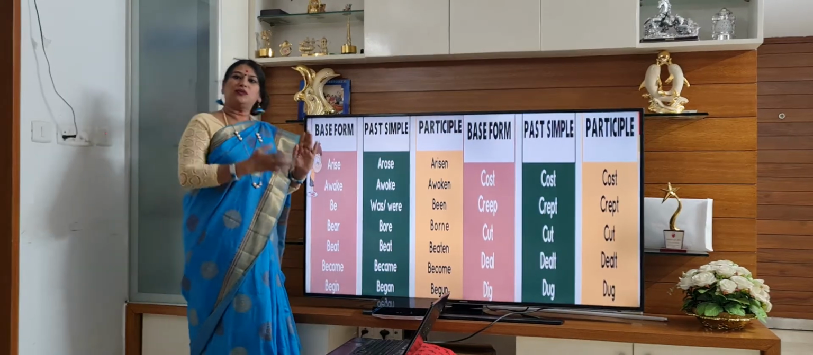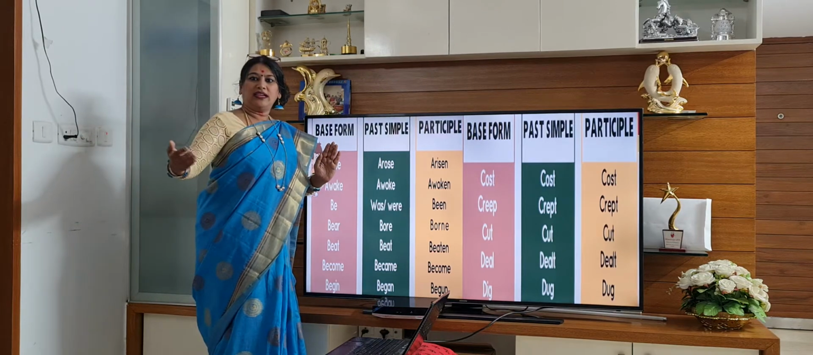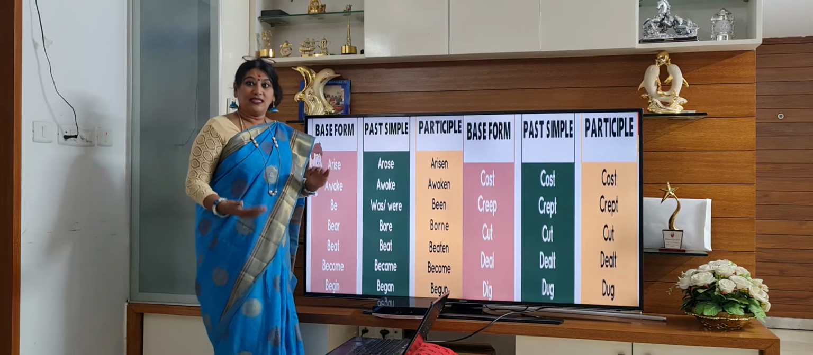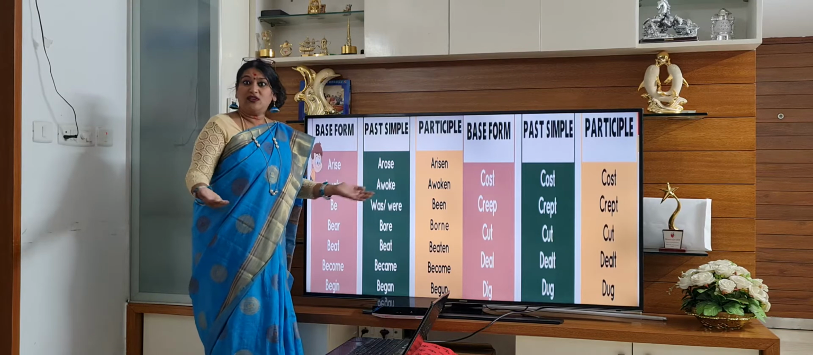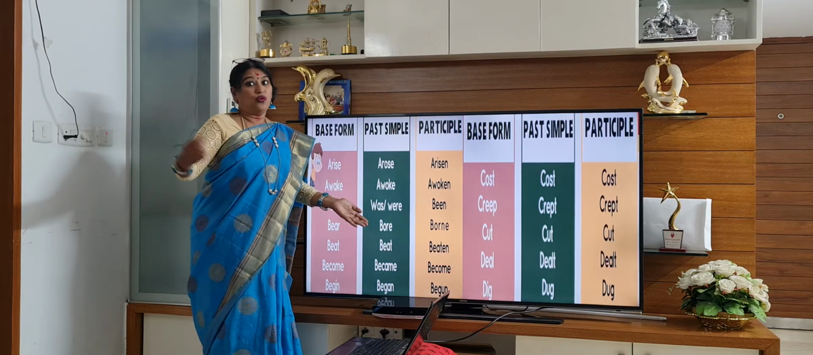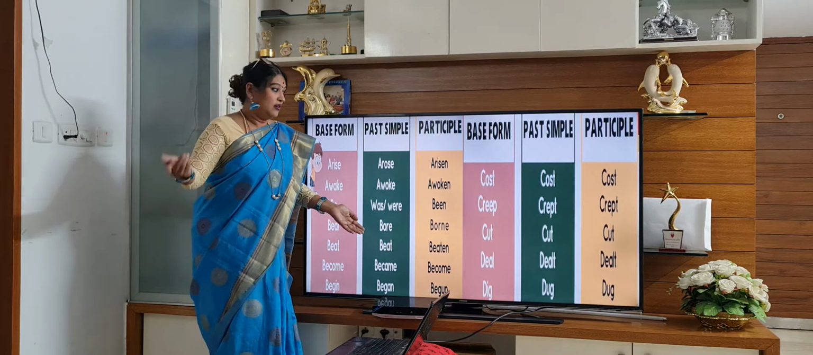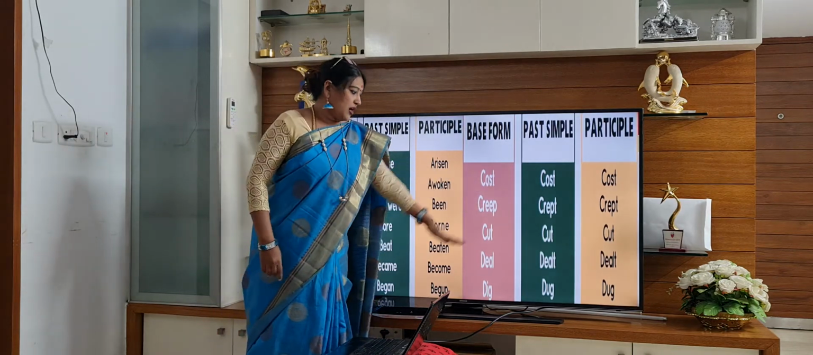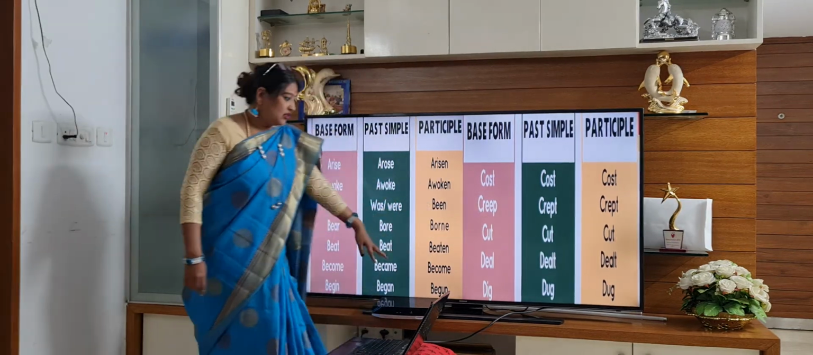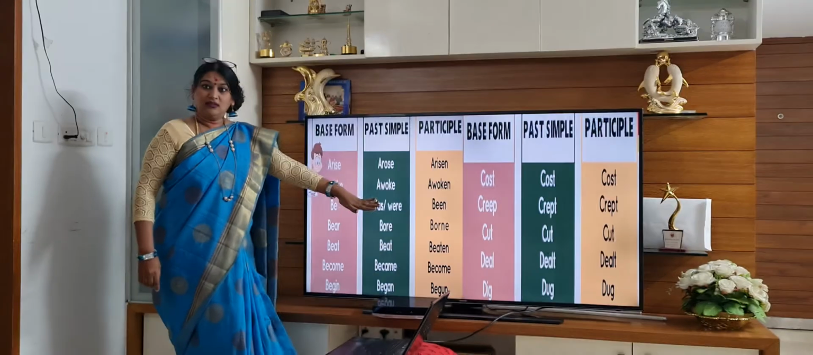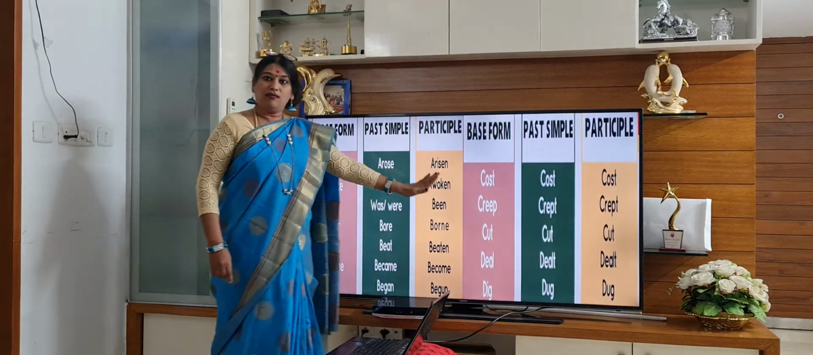Which actually shows the word first form, second form, and third form. Sit, sat, sat. Read, read, read. Write, wrote, written. Cut, cut, cut. Deal, dealt, dealt. Dig, dug, dug. Okay, so these are the verb forms.